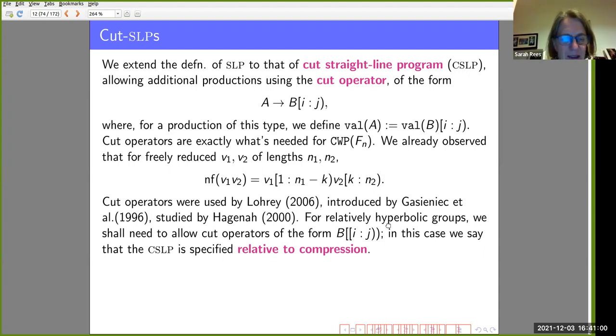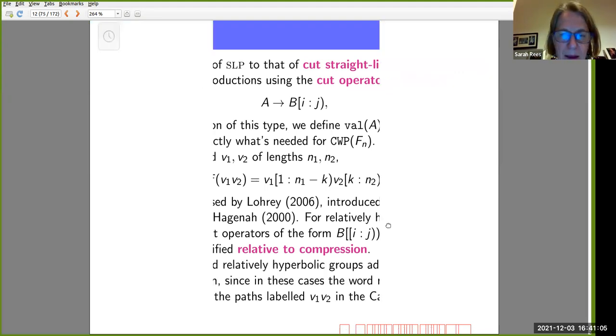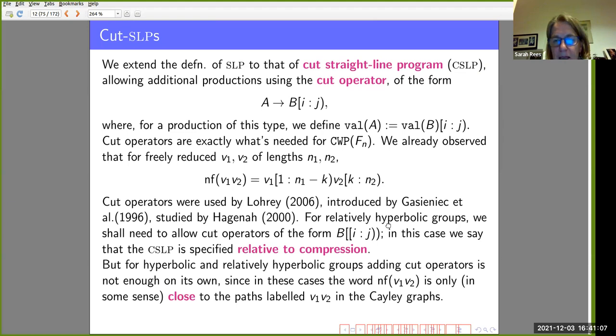You just never stop finding typos on the slides, do you? But I mean, I hope you know what I mean. Okay, so anyway, cut operators aren't going to be enough to do what we need to do. Actually, we're going to need something else as well.